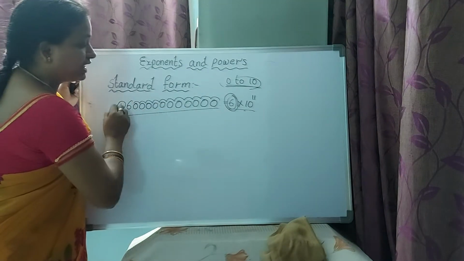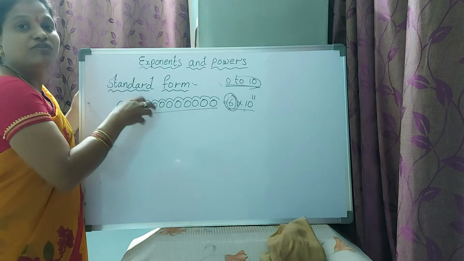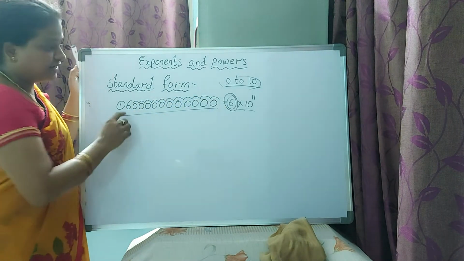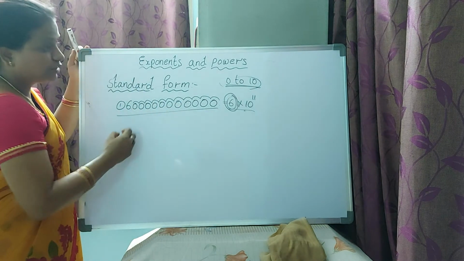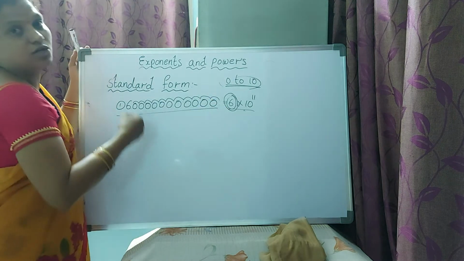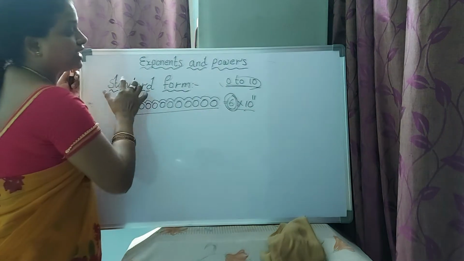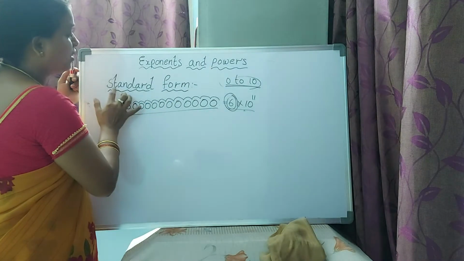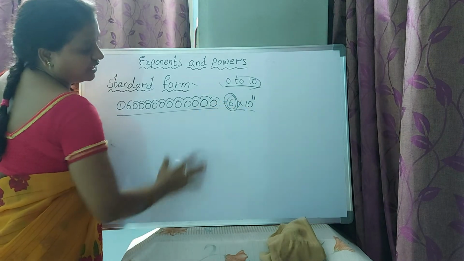See here, while writing this type of big numbers, you may forget to write a 0. For example, here 11 zeros, while writing in another book, what will you do? You will miss 1 or 2 zeros while counting. So for our convenience, we are converting these big numbers into standard form. That is like this, 6 into 10 to the power of 11.